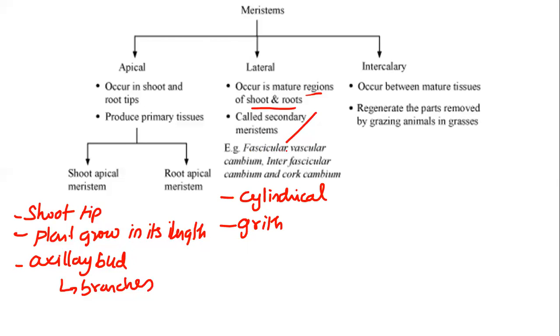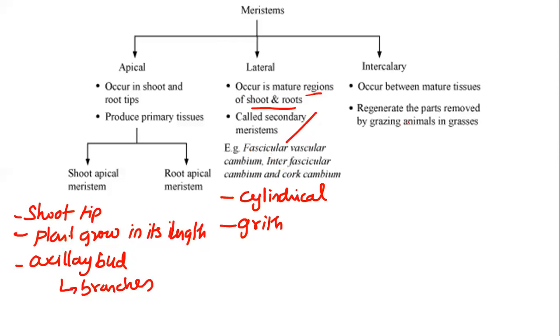You can see here that cambium is nothing but the place which gives origination for vascular bundles. The vascular bundles will start originating from the vascular cambium, and this lateral meristem helps in producing those cambiums. What are all those cambiums? Fascicular vascular cambium, interfascicular cambium, and cork cambium.